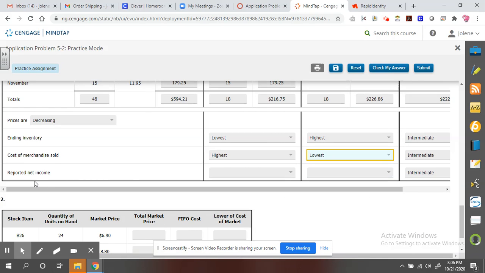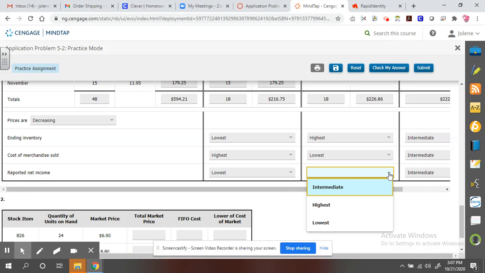So reportable net income, again, if your cost is highest, then your profit is going to be the lowest. If your cost is the lowest, your profit is the highest.